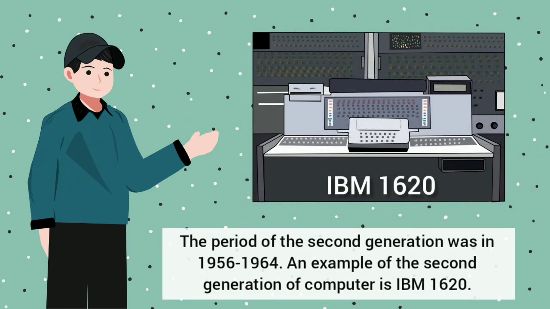The period of the second generation was from 1956 until 1964. An example of the second generation of computer is IBM 16 and 20.